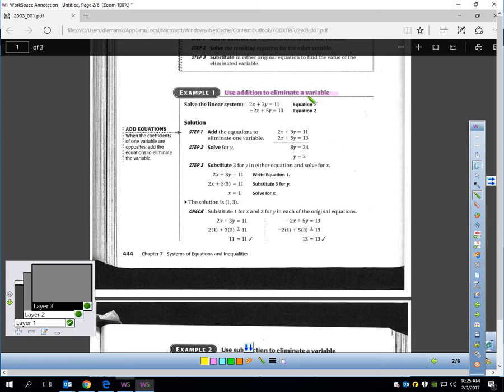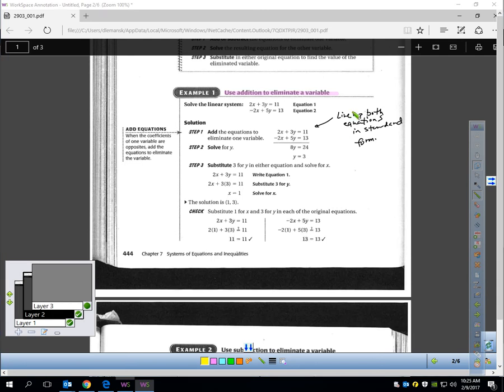So we'll do this one first. Now, before you attempt to do the 3 steps, there's one thing we always have to do first. Make sure you line up both equations in standard form. That's probably something else you should put in your notes. Make sure you line up your equations in standard form before you eliminate.